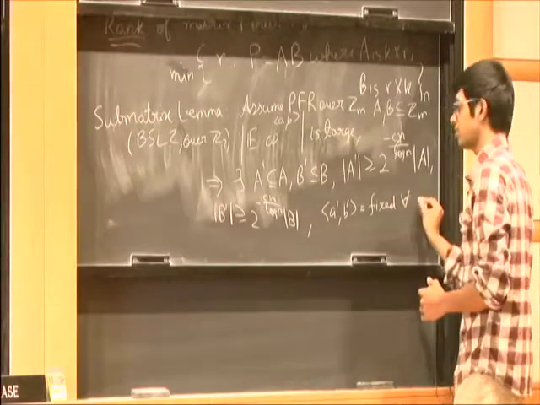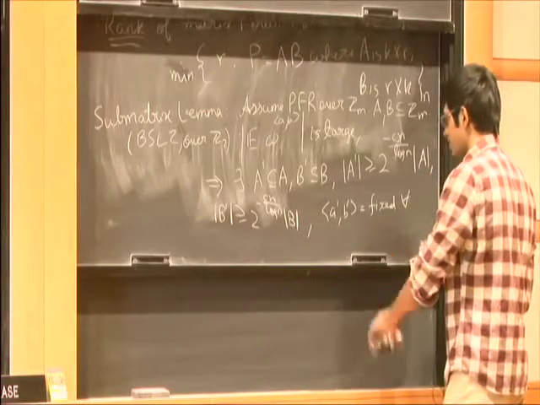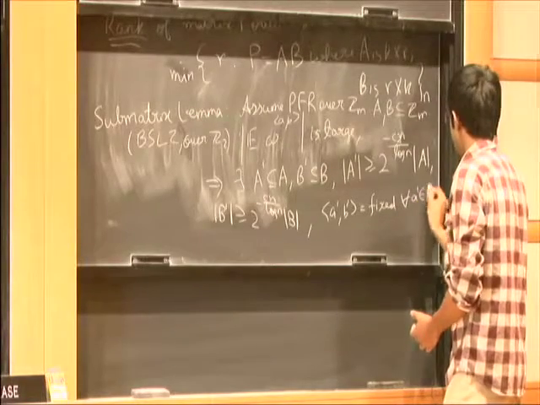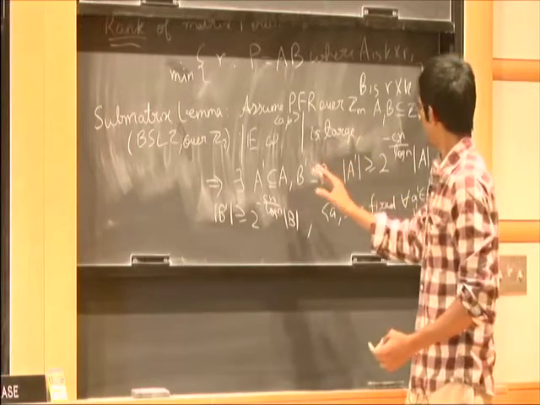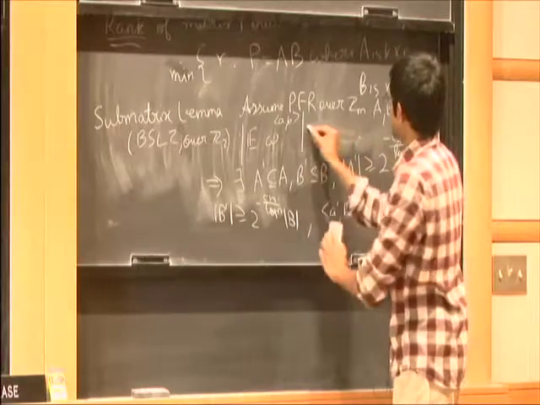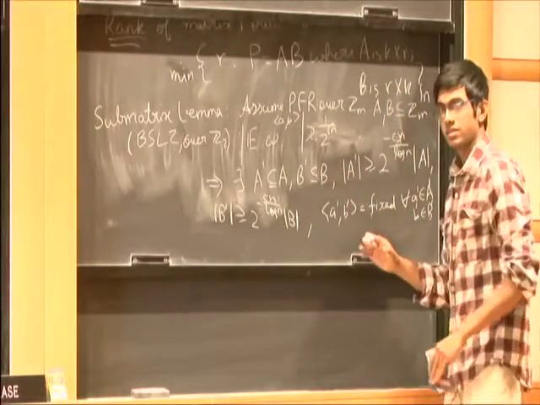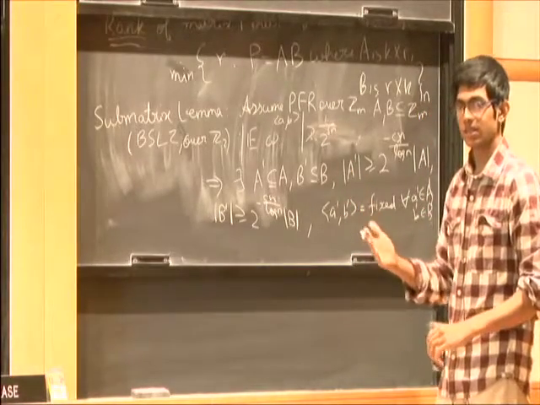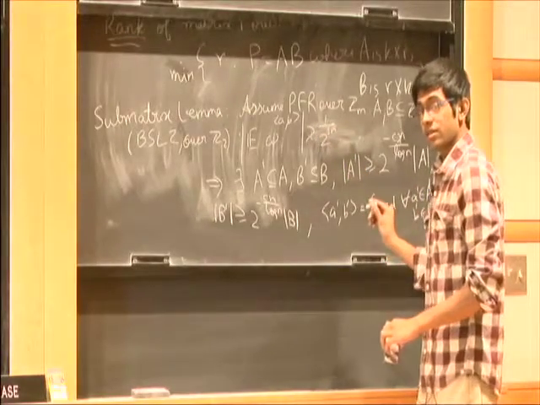I mean, this is like a monochromatic rectangle, for all a in A', b in B'. And what will large mean? Just larger than some constant. In fact, this works for any 2 to the minus square root n. I just need a constant, 1 by n. Yeah, so this follows from PFR.